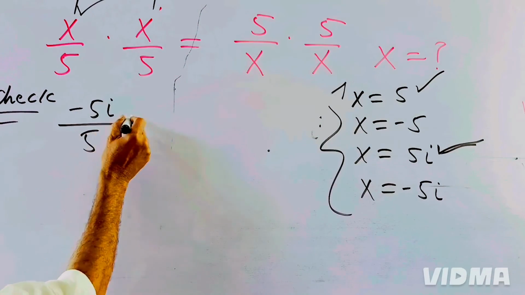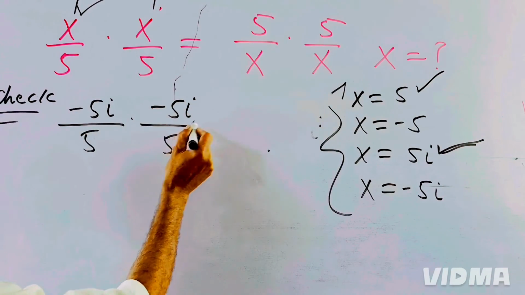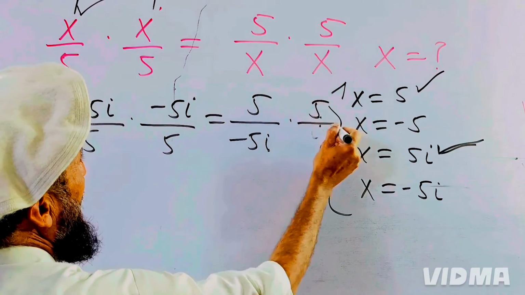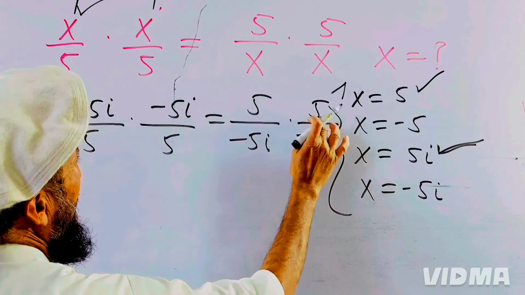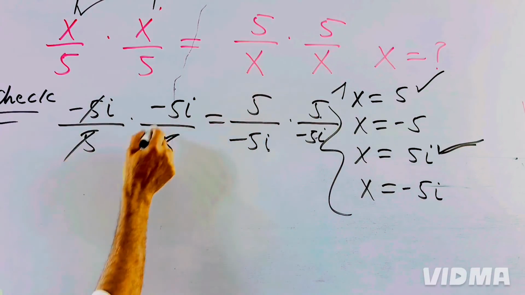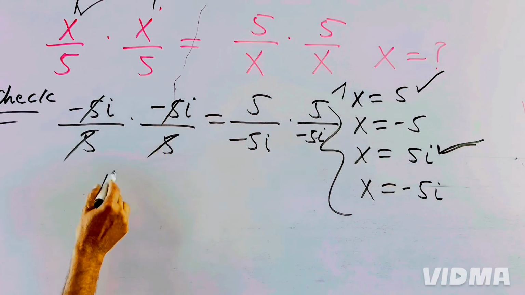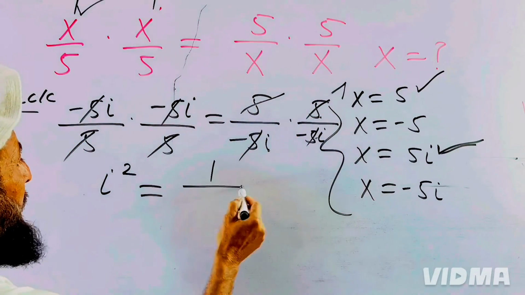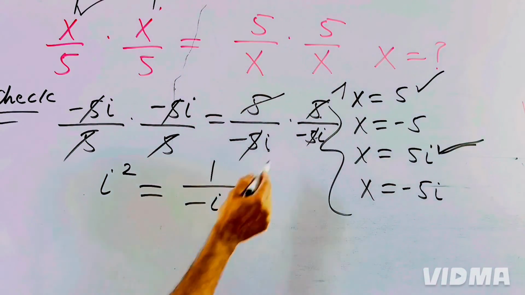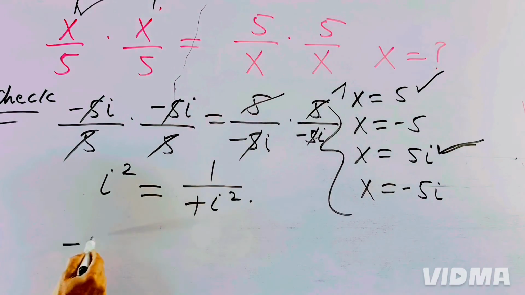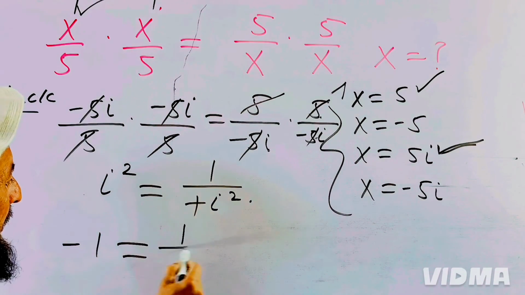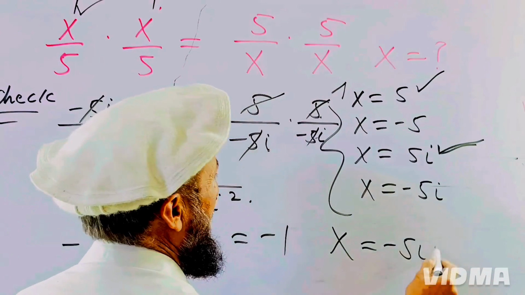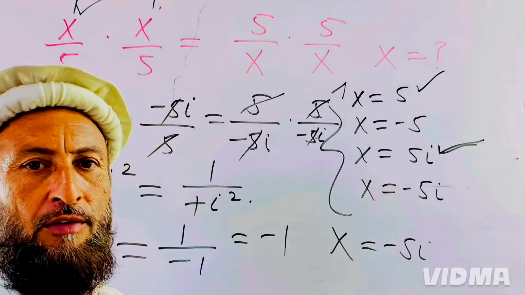Now for x is equal to minus 5 iota, minus 5 iota divided by 5 is equal to 5 divided by minus 5 iota, and 5 divided by minus 5 iota. So 5 cancels, minus into minus is plus, we get again iota square, and 1 divided by minus iota square, minus into minus is plus. So iota square is equal to minus 1, and 1 divided by minus 1 is equal to minus 1. Again x is equal to minus 5 iota is correct. So all these are the solutions of the given equation.